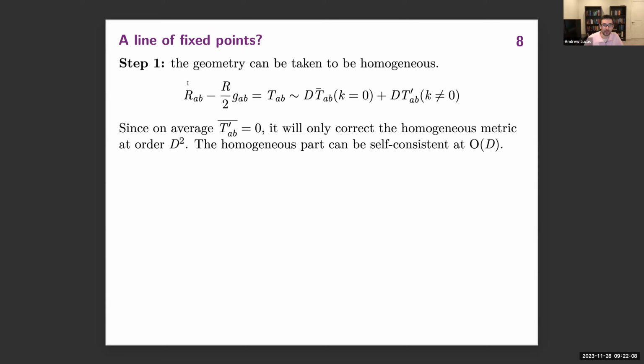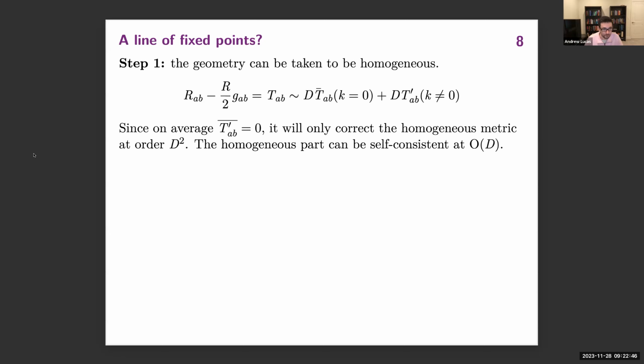And if we could find the homogeneous solution to this first part, the spatially fluctuating perturbation will only correct the homogeneous part at the next order, d squared, okay? So as long as we don't find that somehow the homogeneous part of the perturbation is blowing up and doing something dangerous, we can always take the geometry to be homogeneous. And this is really important because it will now allow us to quantify what this IR geometry looks like with just a small number of parameters like z and theta.